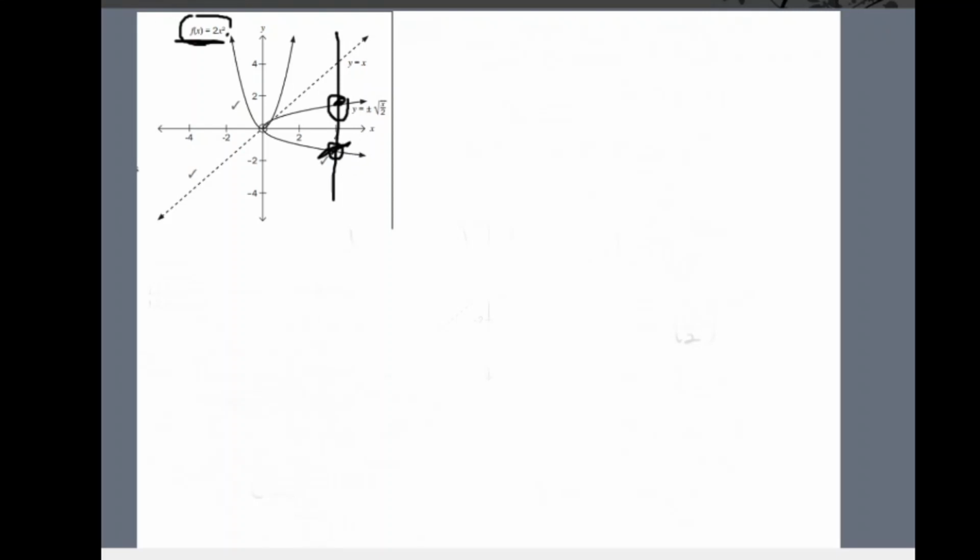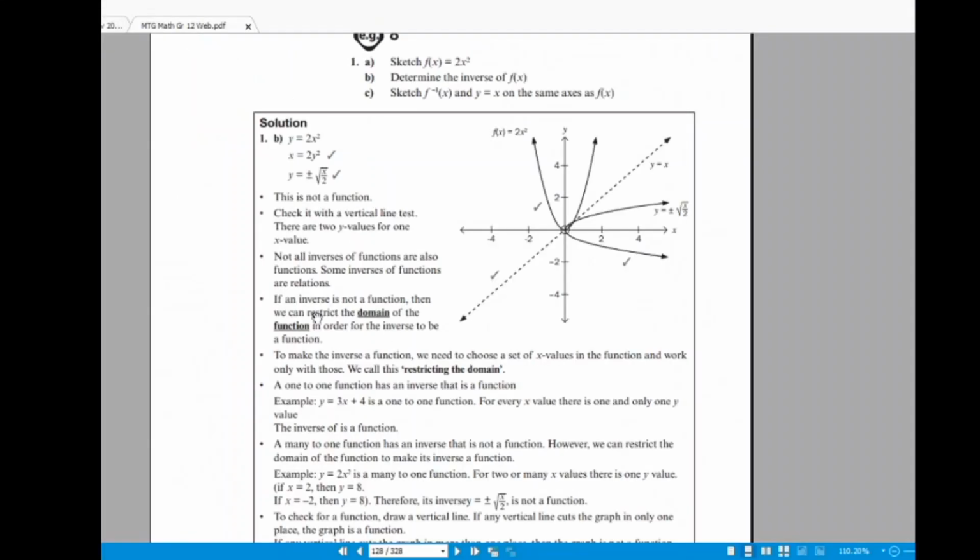So if you want the inverse of a function to be a function, you will need to restrict the domain, right? For example, in this function we can restrict the domain and look at only the positive x values, right? So we can only look at this piece of the parabola, and then the inverse will be a function, and will only be this piece, because it will pass the vertical line test where it cuts the graph at only one point.